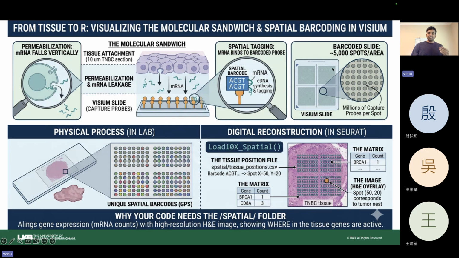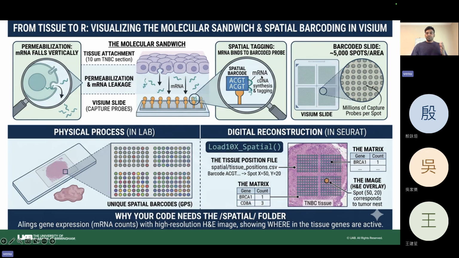Then in VCM there is an instrument that can transfer this process. They use different techniques and different temperatures to maintain it. It takes half an hour, about 20 minutes, to transfer from tissue to the VCM slide, like the molecular sandwich method.